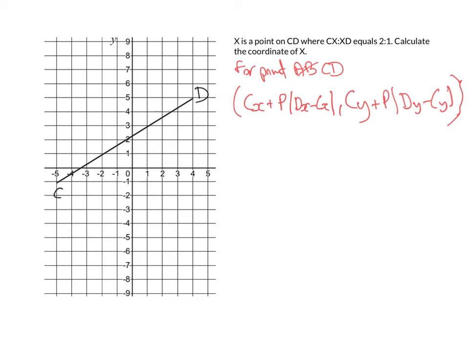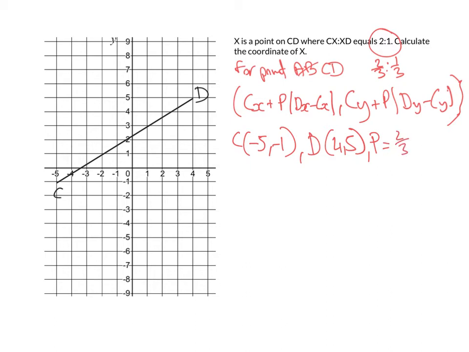So we know C. What are its coordinates? Negative 5, negative 1. D is 4, 5. And then we need the P, the proportion. So the ratio here is 2 to 1. So as a proportion, that's 2/3 to 1/3. So we want to be 2/3 of the way along. So P equals 2/3. And then we just stick our values into our formula.